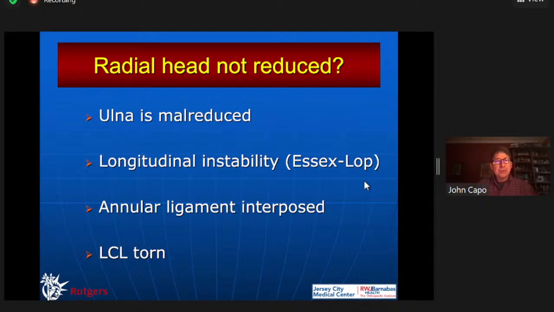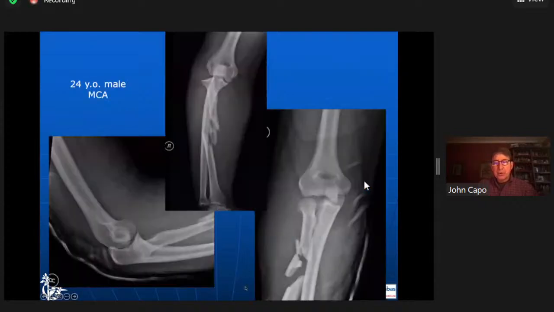So if the radial head is not reduced, it could be the ulna, or it could be an Essex-Lopresti, or sometimes there's an annular ligament interposed, or the LCL can be torn. So this is a case of mine that we actually wrote up.